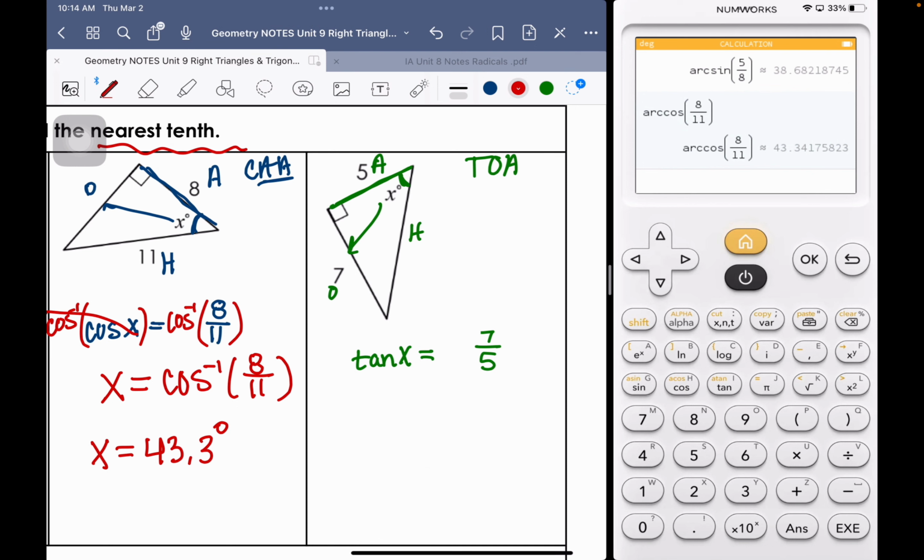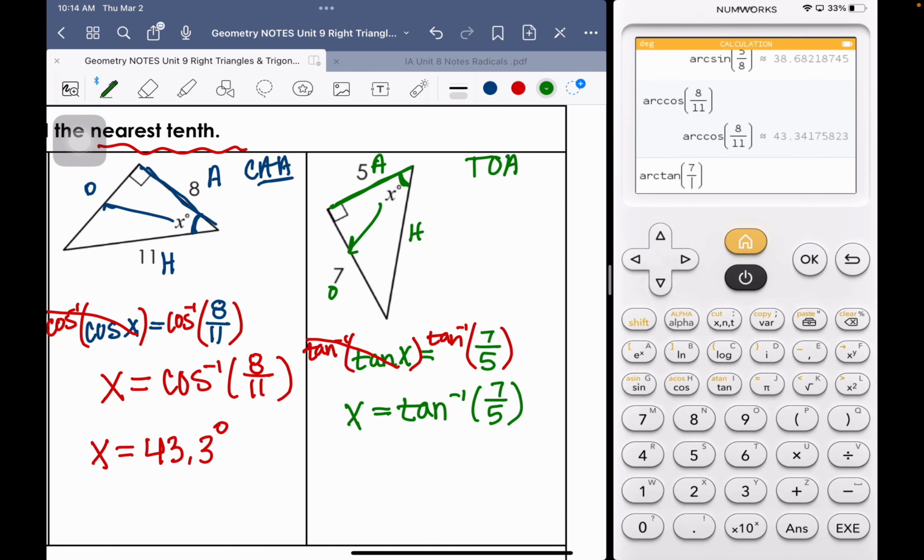So just like sine and cosine, there is inverse tangent. So when you take the inverse tangent of both sides, okay, your inverse tangent and your tangent cancel each other out. So we get x is equal to the inverse tangent of 7/5. So let's put that in our calculator. So I hit shift or second, and we get our inverse tangent of 7/5. So x is equal to 54.5 degrees.